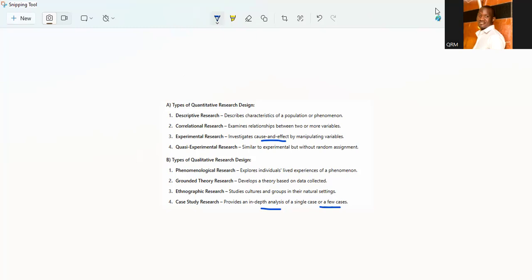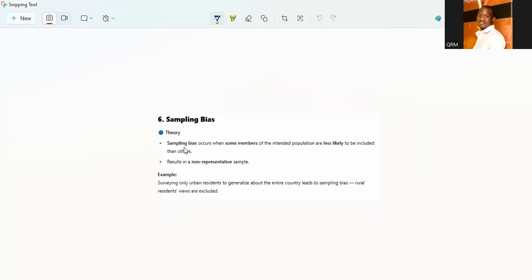So under sampling, we talked about the concept of sampling bias, which occurs when some members of the intended population are less likely to be included. Okay, this results into what we call an unrepresentative sample. So for instance, if you're surveying urban residents, okay, you can't generalize about the entire country. It may lead to sampling bias.